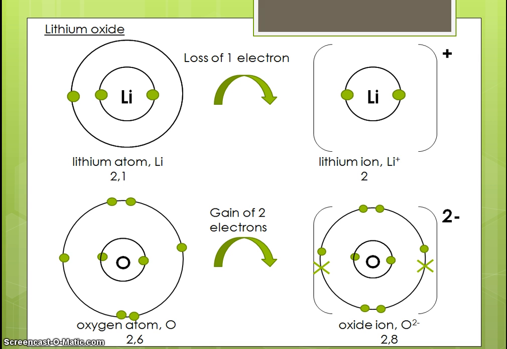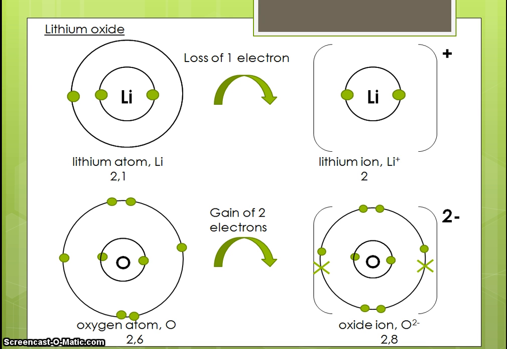For oxygen, we know it has an electronic configuration of 2, 6. Hence, to obtain a stable electronic structure, an oxygen atom will gain 2 electrons to form oxide ion O2-, with the electronic configuration of 2, 8.